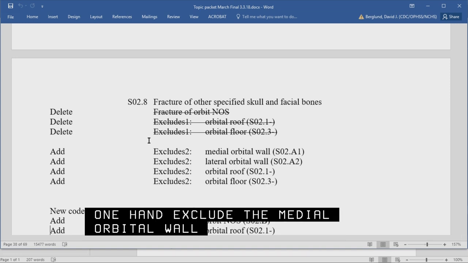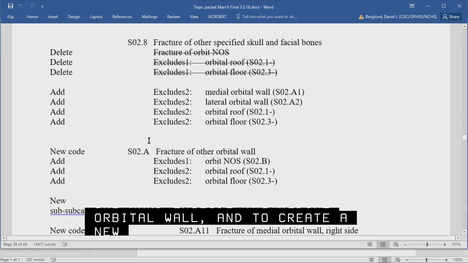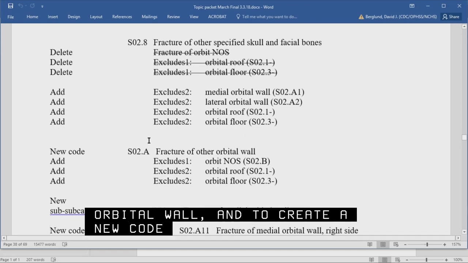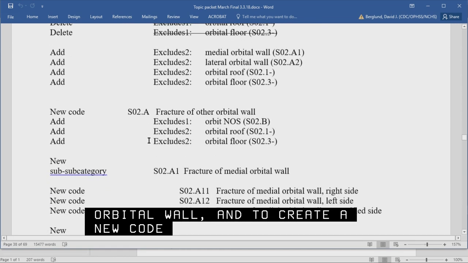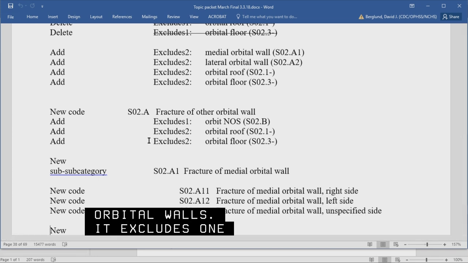And to create a new code S02.A for fracture of other orbital wall with the following three: excludes one for orbit NOS, excludes two for orbital roof, and then excludes two note for orbital floor.